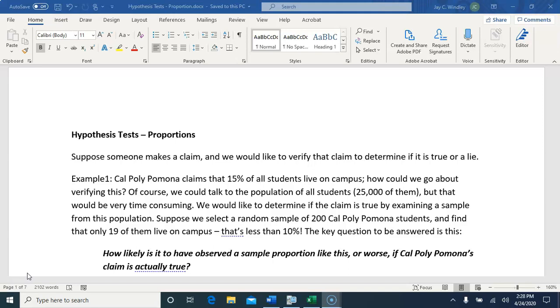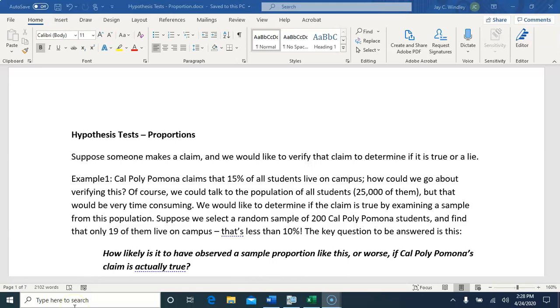We could talk to the entire population of students, but that would be very time consuming. We would like to be able to examine a sample from the population and determine from that if the claim is true. So suppose we select a random sample of 200 Cal Poly Pomona students and we find that only 19 of them live on campus.